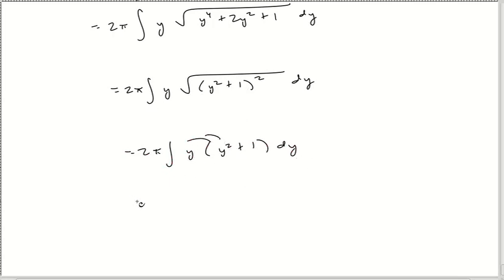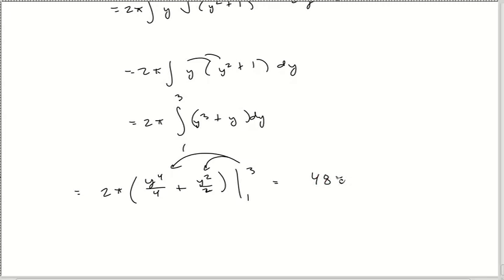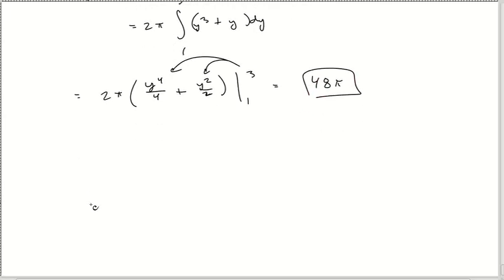Distribute your y. So we got y cubed plus y dy. And again, we were going from 1 to 3. I'm going to put that 2 pi in the front here still. Got y to the 4th over 4, and then I got y squared over 2 from 1 to 3. And so I distribute my 3, I distribute my 1. Flip the page, and blah, blah, blah. I get 48 pi out of that guy. How nice. Okay, cool. Next one.